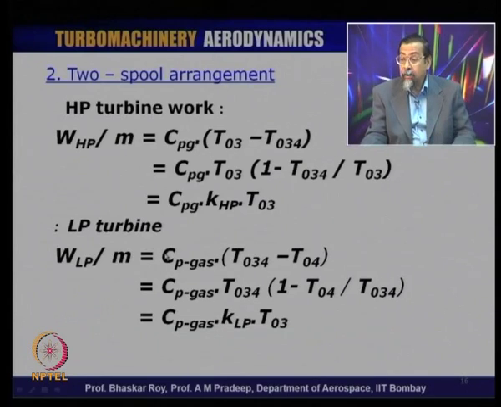Then you have to do the same thing separately for LP. So, you have to match the work done by the compressor and the turbine, and you get again another matching parameter KLP, as you got earlier in case of KHP. So, this is often called a matching parameter, and this finally gives you the matched values of compressor and turbine work done.